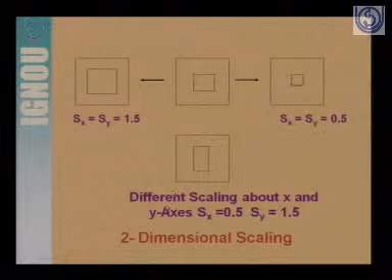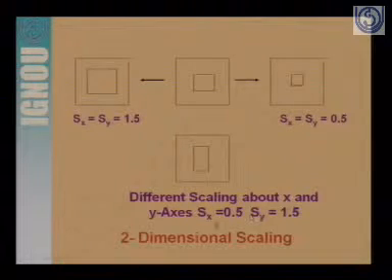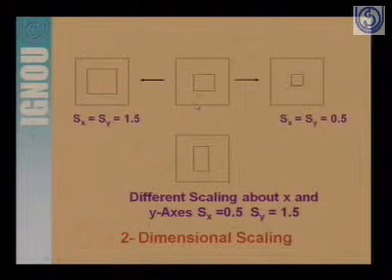But in this case, we have different scaling about the x and y axes, that is Sx is equal to 0.5. So in x, this line becomes half, and Sy is 1.5. That means in y, this line will be 1.5 times the original length of the object. So this is of course 2D scaling, but there may be 3D scaling also. That 3D part we will discuss in our next lecture.